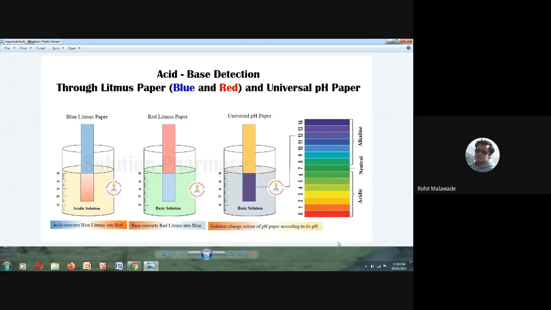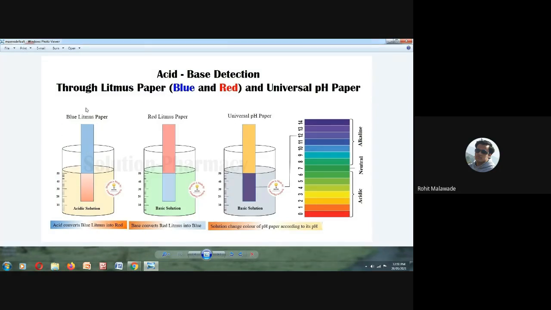Now, this is your pH scale. It lies from 0 to 14. If it is 0 to 6.99, it is an acidic range. Then 7, the moment it touches 7, it is neutral. Then 8 to 14 is basic. So our drinking water should be in the range of 6.5 to 8.5.